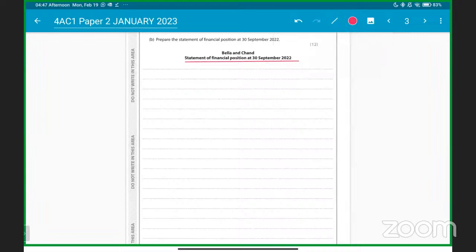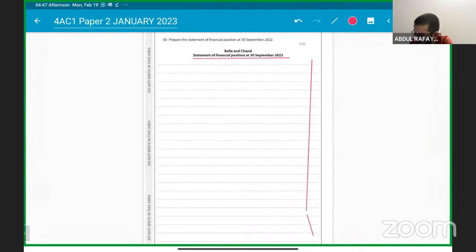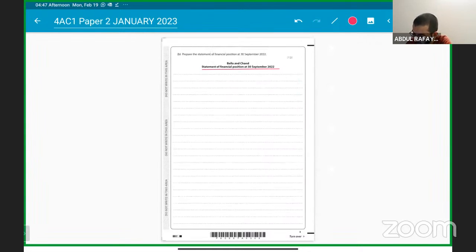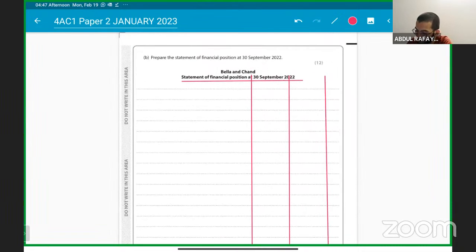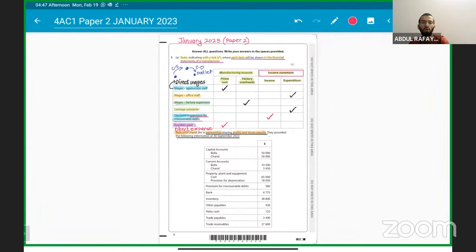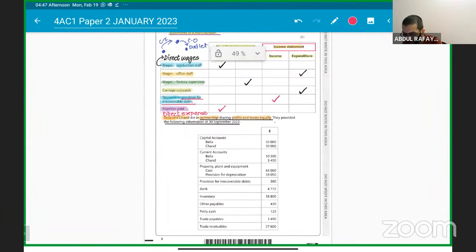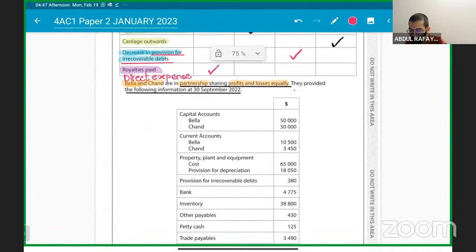Let's make it by putting some lines there. This is the first line, second line, and two columns are enough. Let's start. What do we have in the statement of financial position first? Always remember that we're going to do it according to format.